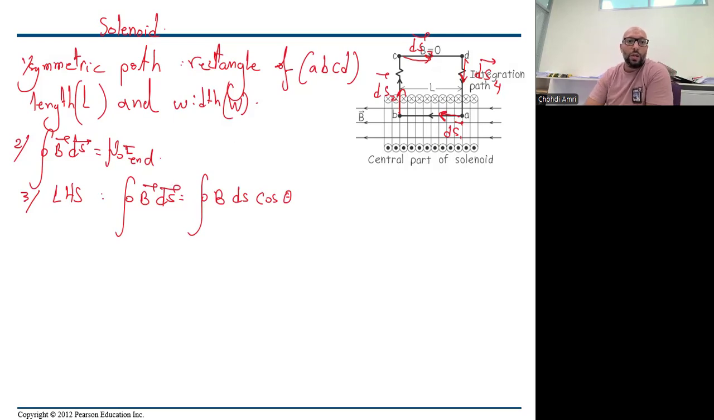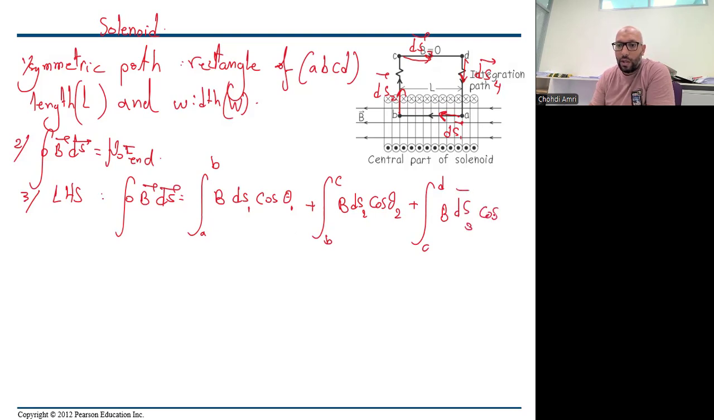So what can we say? We can say it is the line integral from point A to point B of B ds1 cosine theta 1, plus the line integral from B to C of B ds2 cosine theta 2, plus the line integral from C to D of B ds3 cosine theta 3, plus the line integral from D to A of B ds4 cosine theta 4.